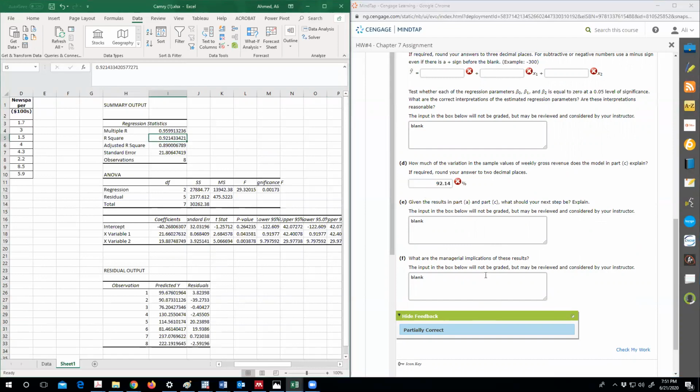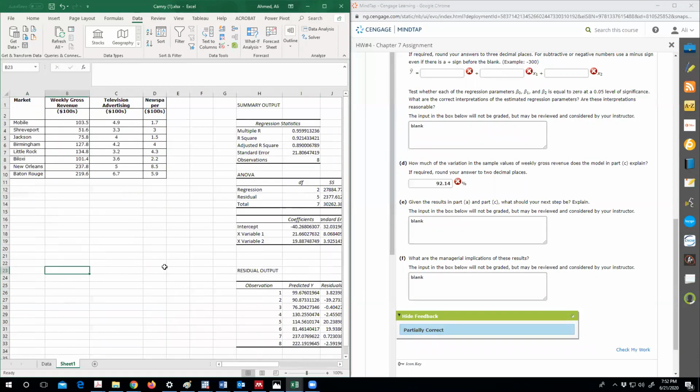All right, so what do you think about part A and C, how the variation went up, and what are the managerial implications? I think if I have to predict my weekly gross revenue, of course, you should include both the advertising amounts, not just one, because we are not even considering the whole stream of income. We're just taking one.